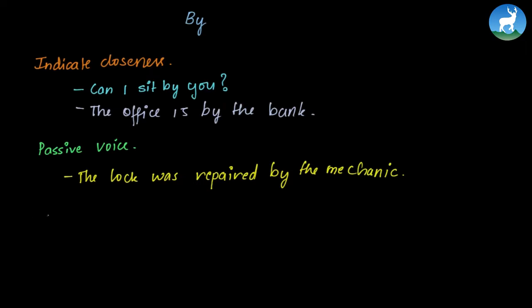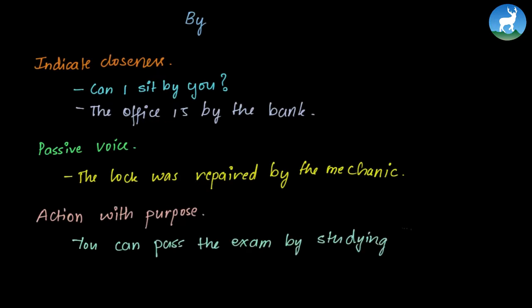We can also use by with actions having purpose. For example, so here you can pass the exam by studying hard. So to pass the exam is your purpose, and studying hard is the action to meet your purpose. So you can pass the exam by studying hard. If you study hard, that is, if you perform an action, you will be closer to your purpose. You can pass the exam.